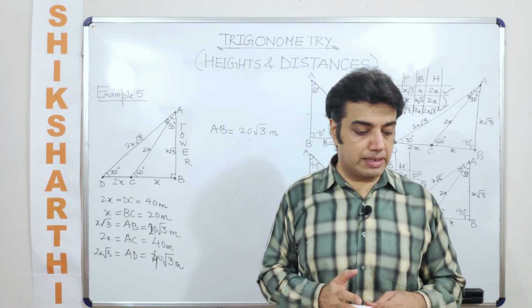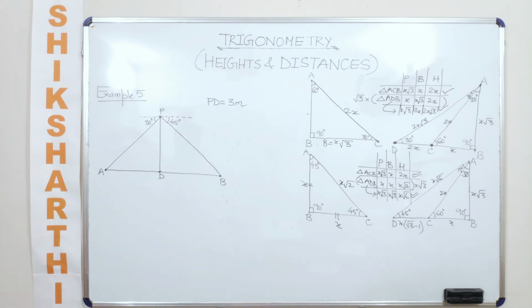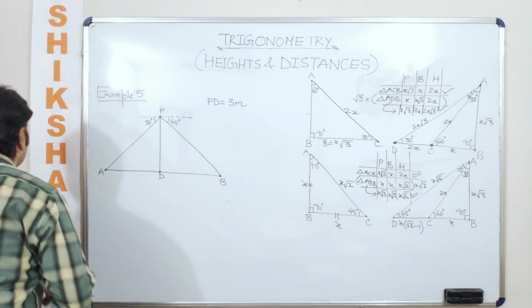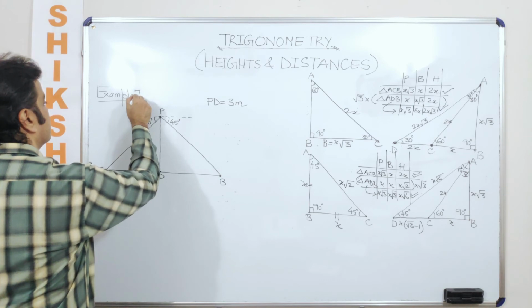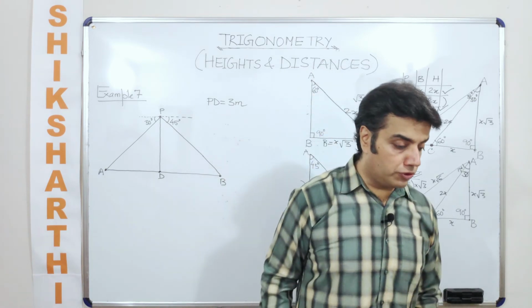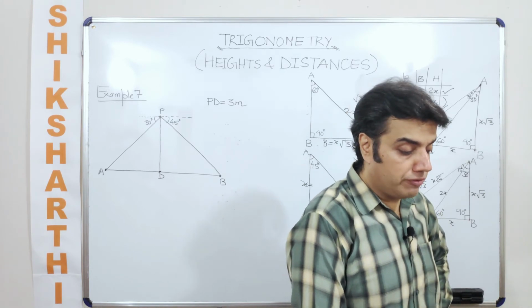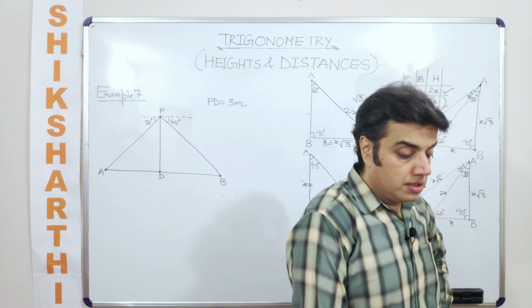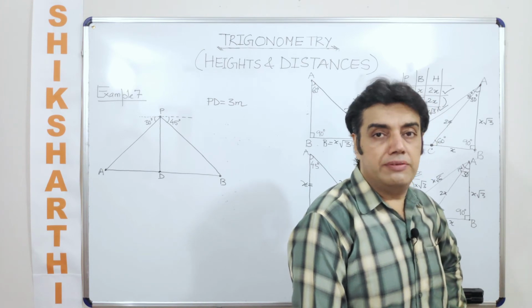Let's move on to the next example, that is example number 7. So talking about example number 7, let me read out the question for you. It says, from a point on a bridge across the river, the angles of depression of the banks of the opposite sides of the river are 30 degrees and 45 degrees respectively. If the bridge is at a height of 3 meters from the banks, find the width of the river.